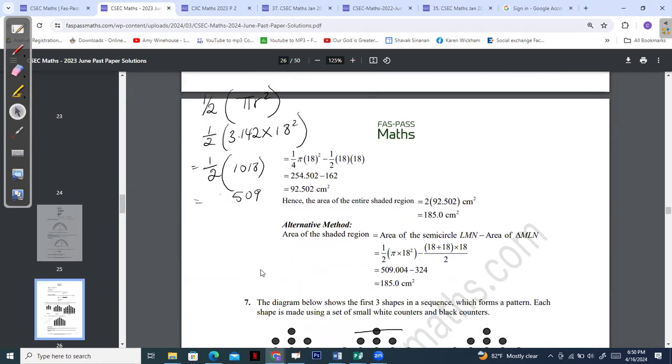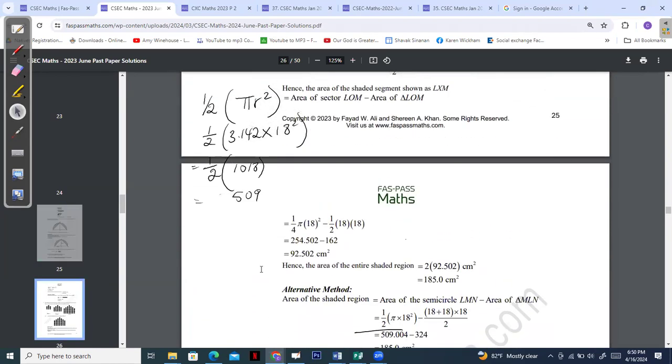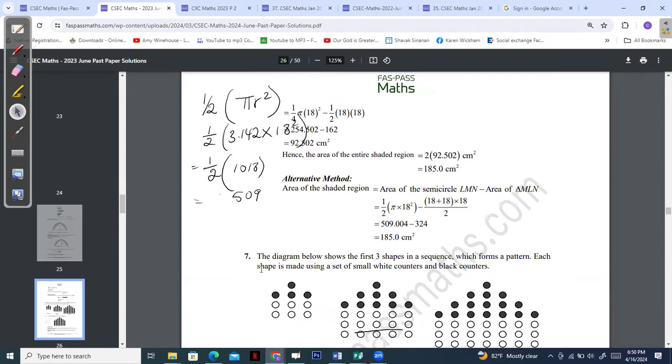Okay, so let's come down here. I just realized they have it here. Compare all the steps to this step here. That's what they were supposed to do in the first place: half of pi r square, which is 509, minus the formula for the area of the triangle. So let's go back up. Sorry, how do I go back up?